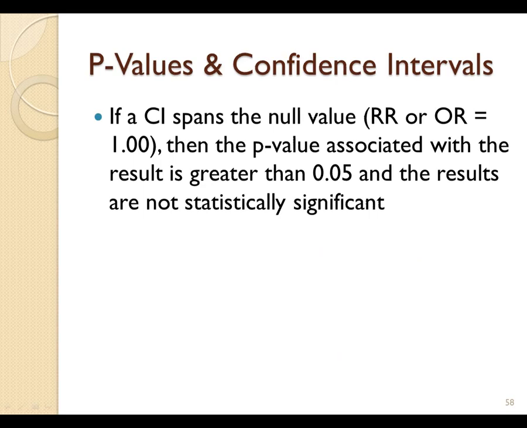If your confidence interval spans the null value, then the associated p-value is greater than 0.05, and the results are not statistically significant. This is because when the confidence interval spans the null, it means that the null is a possible value for the association. So it's possible that there is no association between the exposure and the outcome.